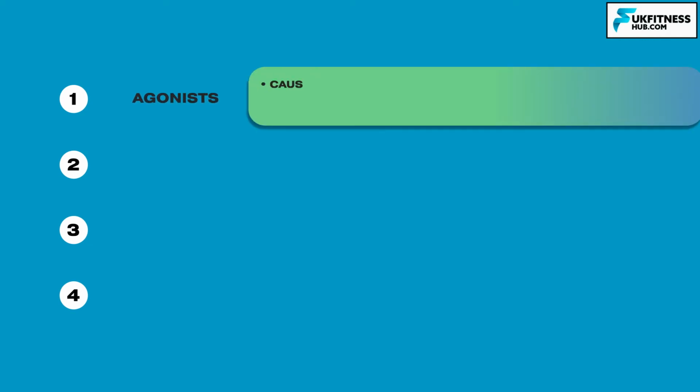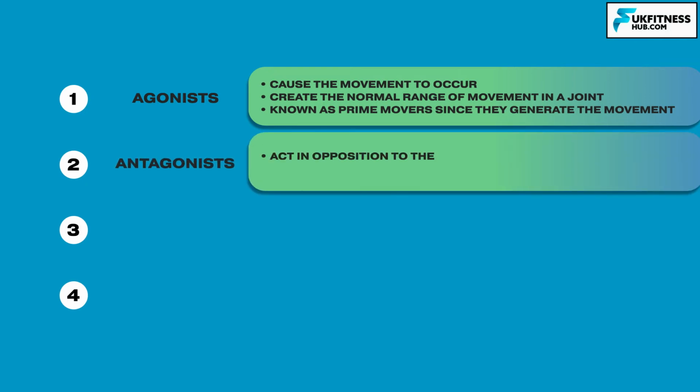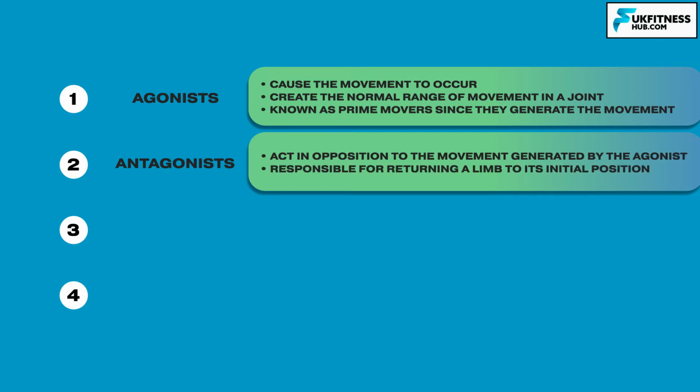Muscles can perform one of 4 roles. Agonists. These muscles cause the movement to occur. They create the normal range of movement in a joint by contracting. Agonists are also referred to as prime movers since they are the muscles that are primarily responsible for generating the movement. Antagonists. These muscles act in opposition to the movement generated by agonists and are responsible for returning a limb back to its initial position.